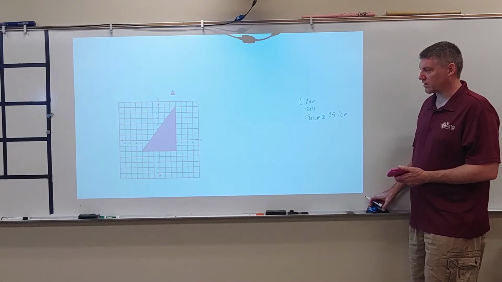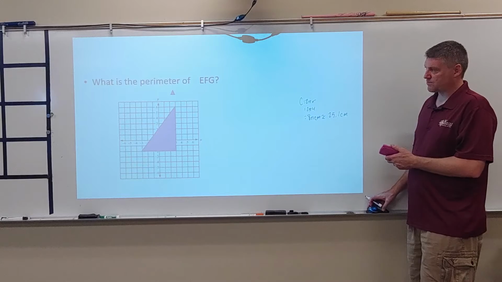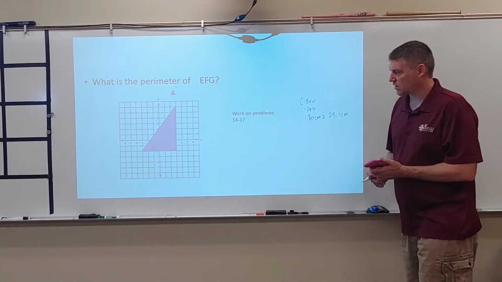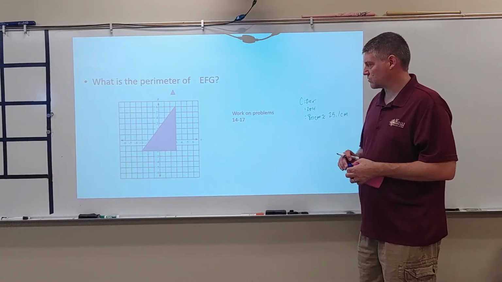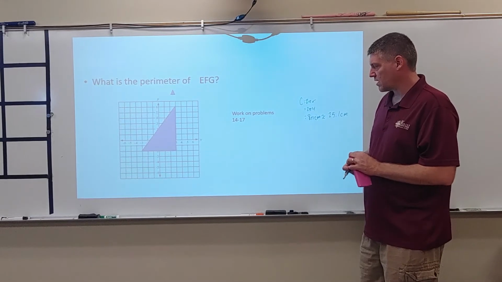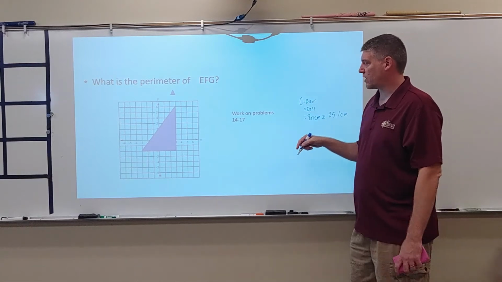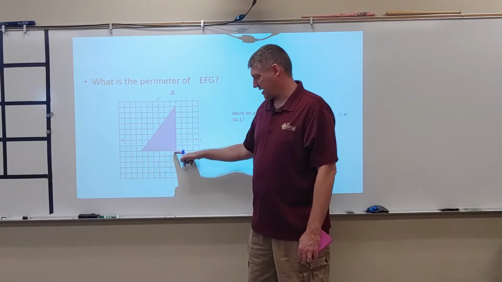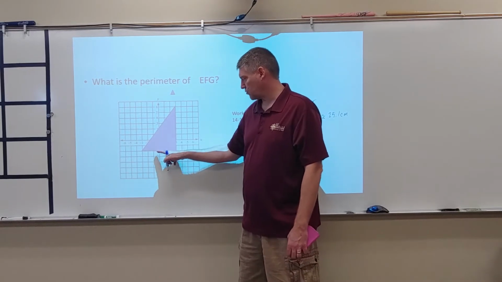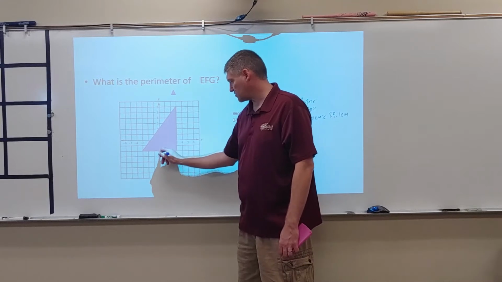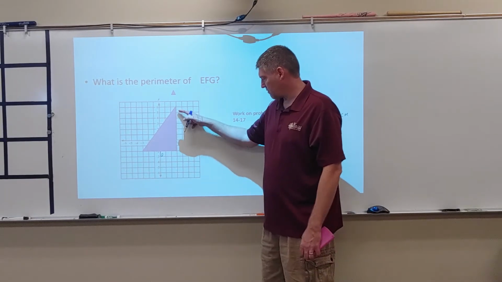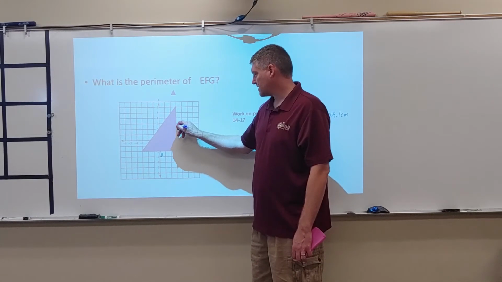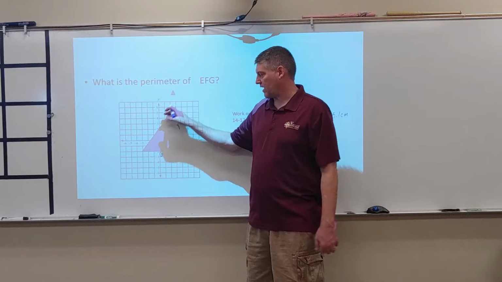All right, so here's a triangle. So the nice thing here is we're going to look at this problem here. We're going to look at the perimeter of triangle EFG. Okay, so we're going to look here. I'm going to kind of physically count these. 1, 2, 3, 4, 5, 6. So this is a 6. I'm going to count up here. 1, 2, 3, 4, 5, 6, 7, 8. This is an 8. Now I need to find this side.